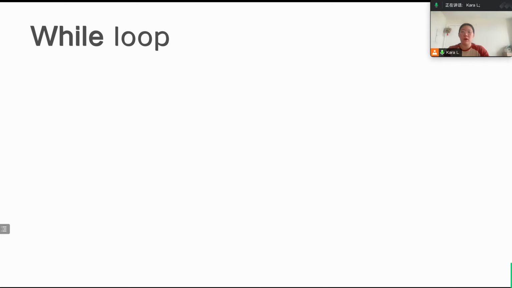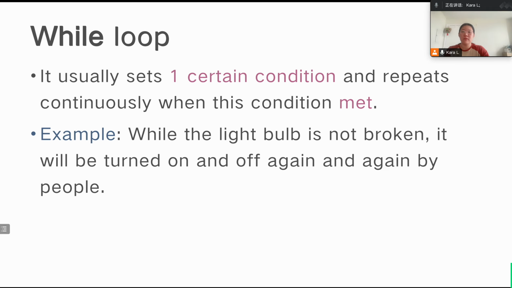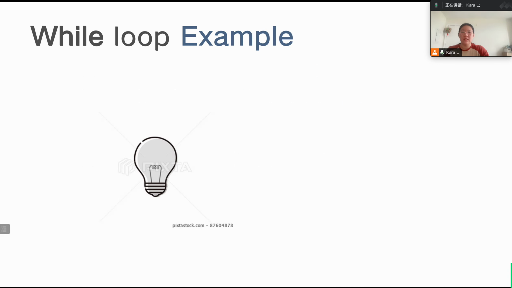Now let's talk about while loop. It usually sets one certain condition and repeats continuously when this condition is met. For example, while the light bulb is not broken, it will be turned on and off again and again by people. Here is the light bulb.